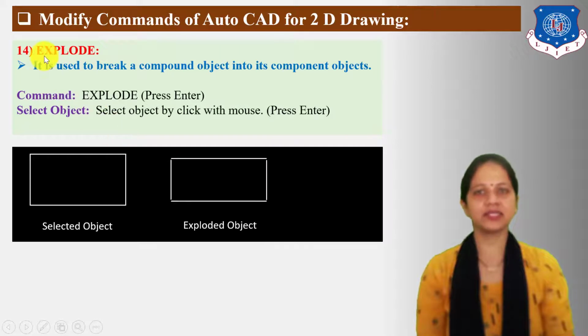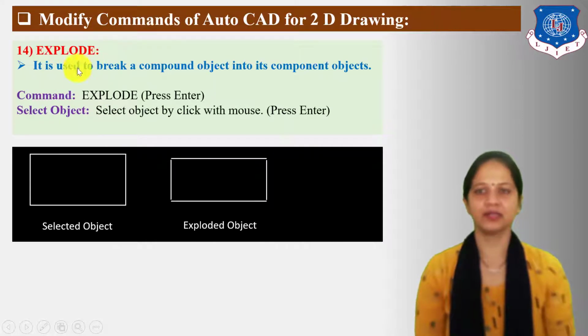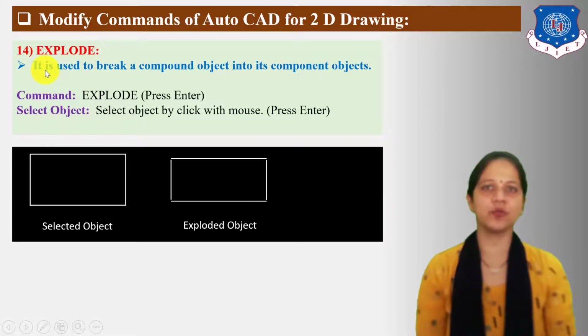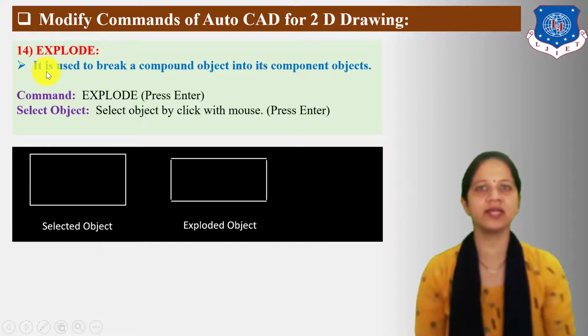Next, let us understand the explode command. It is used to break a compound object into its component objects. The use of the explode command is opposite to the use of the region command. The command for explode is EXPLODE. So type explode in the command bar or area, then press enter.